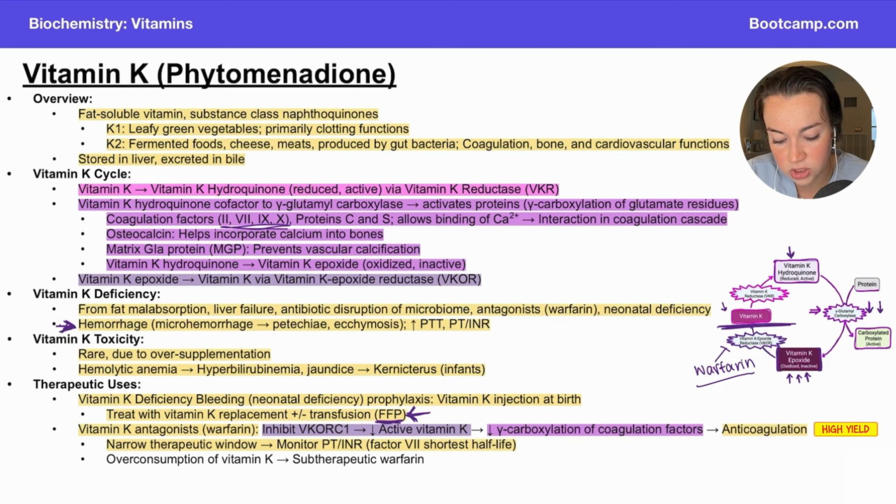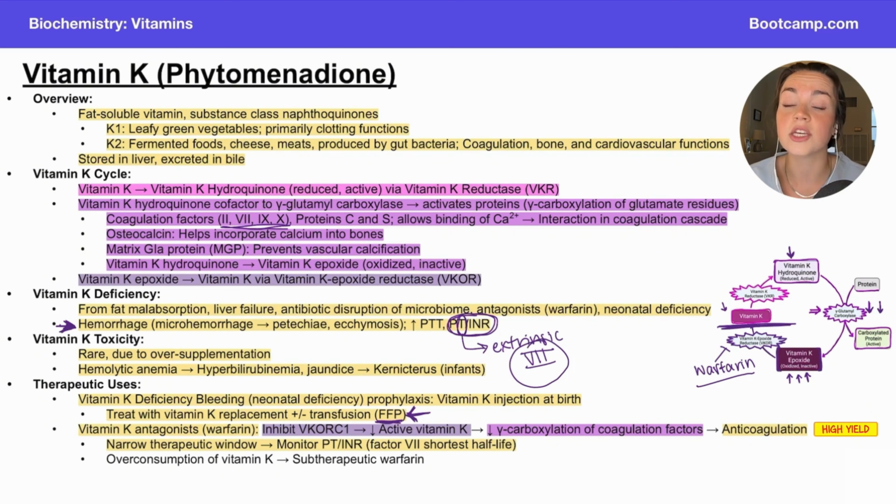You're measuring your PT-INR because remember, PT-INR, that PT, that's the extrinsic pathway, which includes factor 7, and factor 7 out of the coagulation factors has the shortest half-life. So that's going to be the one to tank down first, which is why you're monitoring specifically the PT-INR. Because factor 7 has the shortest half-life, it is the most sensitive to changes like that, and you can pick it up the earliest.